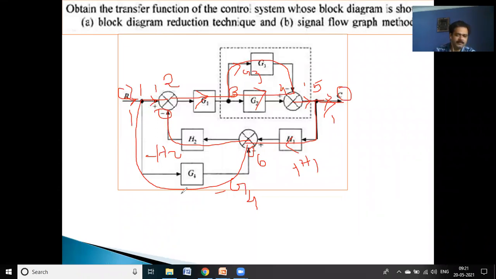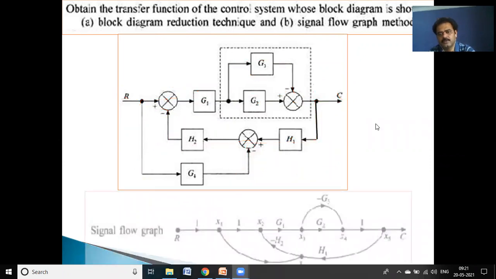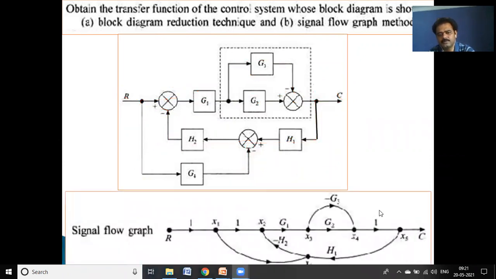Construction of a signal flow graph using a block diagram. So identification of nodes is very important. Once we identify the nodes, we can directly form the signal flow graph. So this is the signal flow graph, from R to this, and then again x1 to x2, x2 to x1, and simply we will get from here to here it is minus H2. So this is the signal flow graph representation.